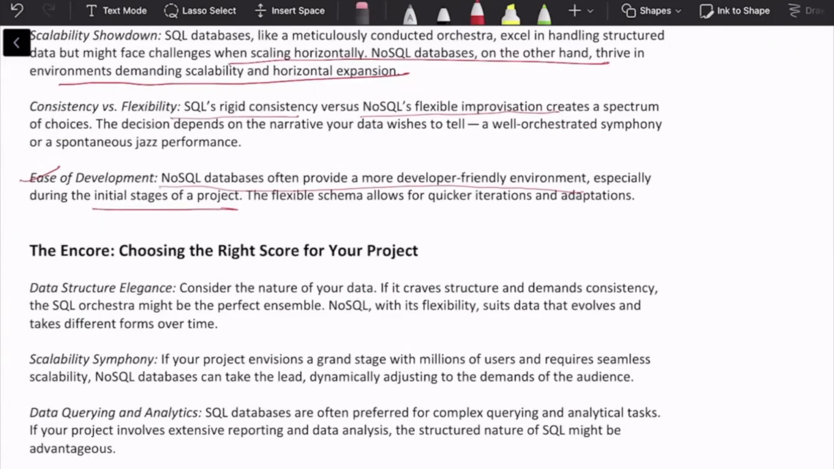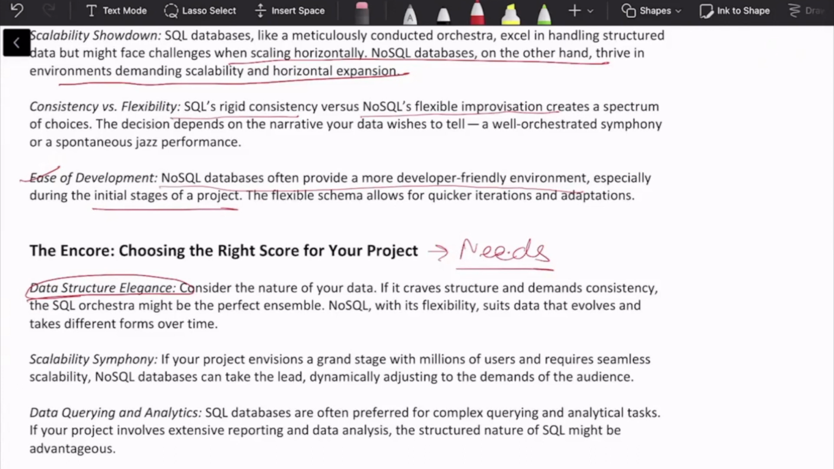Now let's try to understand which database is the right fit for your project. Though it depends on the needs of the project, there are 3 major factors that you need to take care of while considering whether you should go with a SQL database or a NoSQL database. The first one is data structure elegance. When I say data structure elegance, we need to see the nature of your data, which means whether it's relational data or non-relational data like JSON or key value pairs.